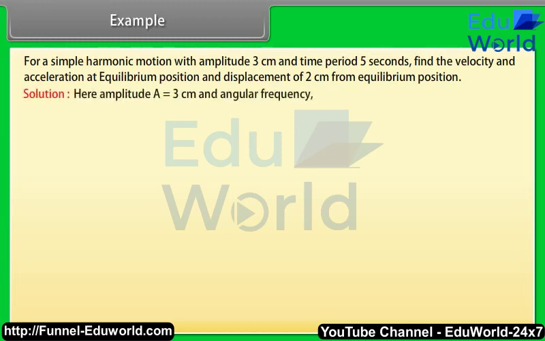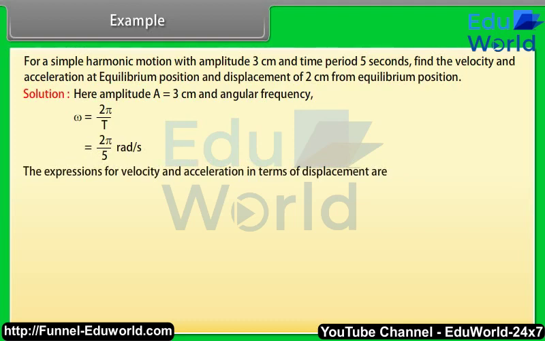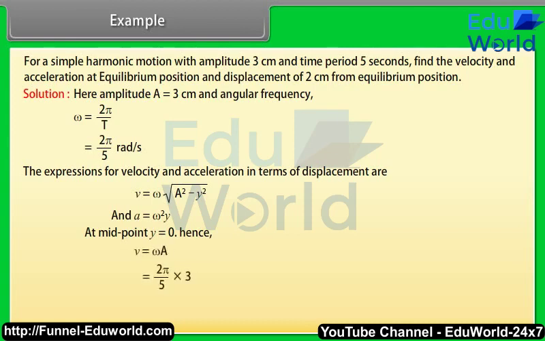Here, amplitude A is equal to 3 cm and angular frequency omega is equal to 2 pi upon T, which is equal to 2 pi upon 5 radian per second. The expressions for velocity and acceleration in terms of displacement are v is equal to omega under root of A square minus y square and a is equal to omega square y. At midpoint y is equal to 0. Hence, v is equal to omega A, which is 3.77 cm per second, and a is equal to 0.